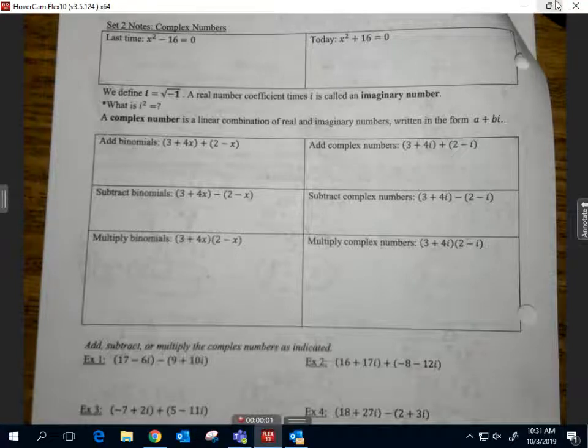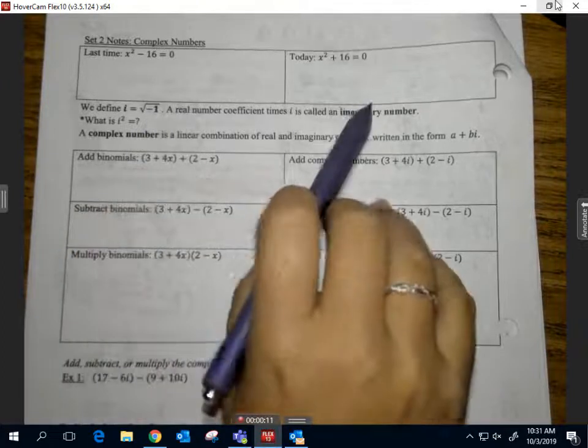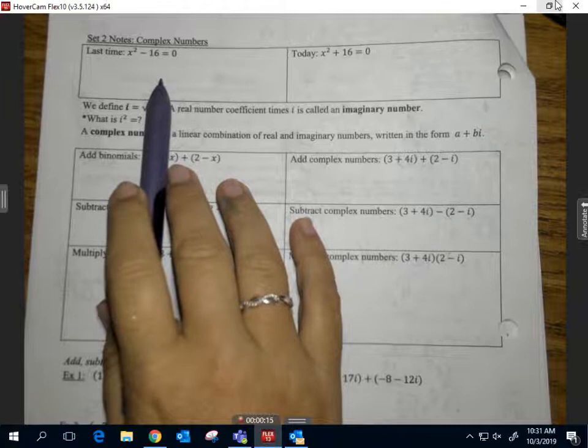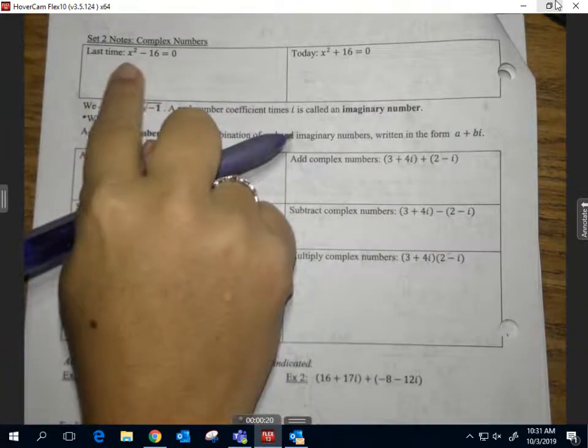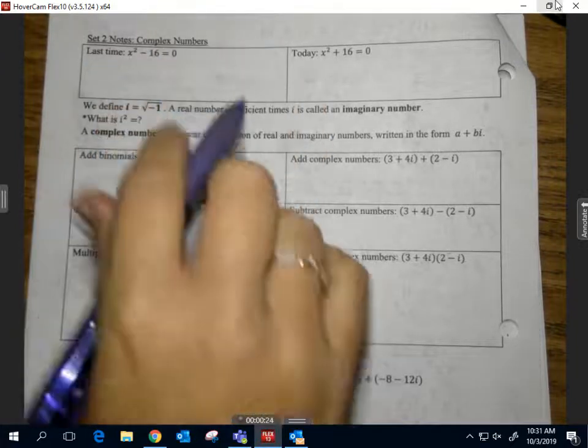Alright guys, so today we're looking at complex numbers. If you notice, at first we have columns going on here. First we're reviewing what we did. We just had a quiz over what we learned last class. So last time, we were solving for x, and what did we do to solve for x?